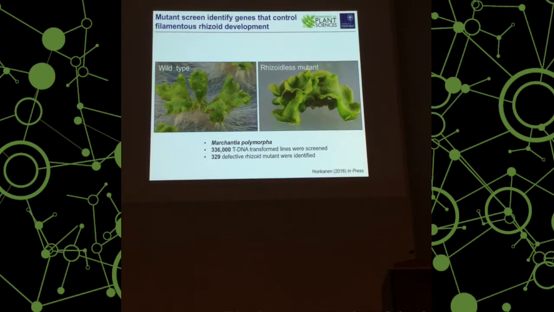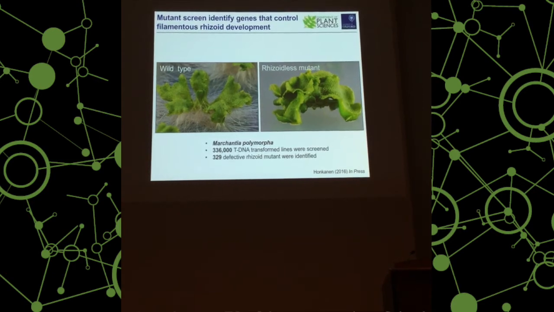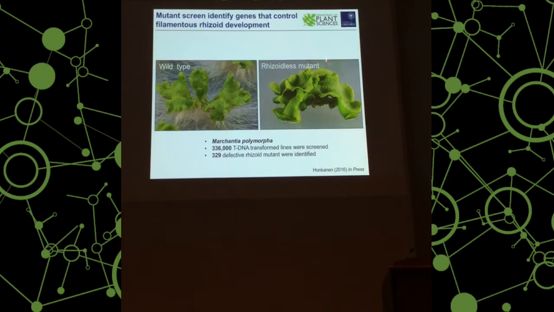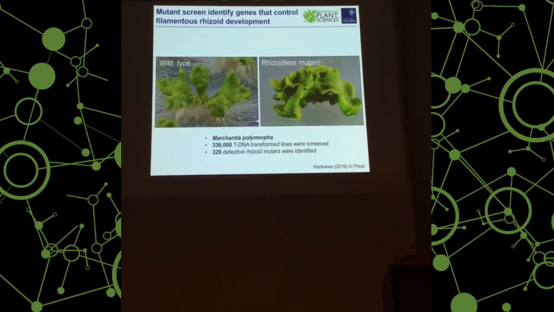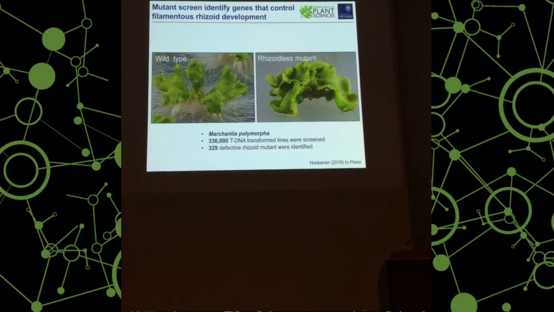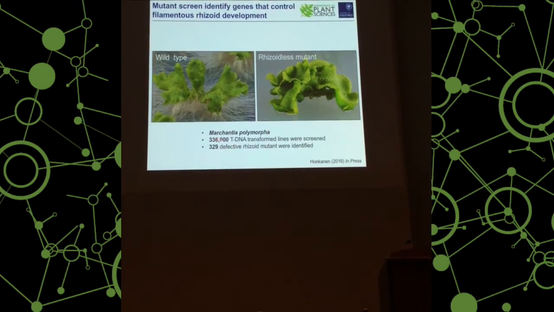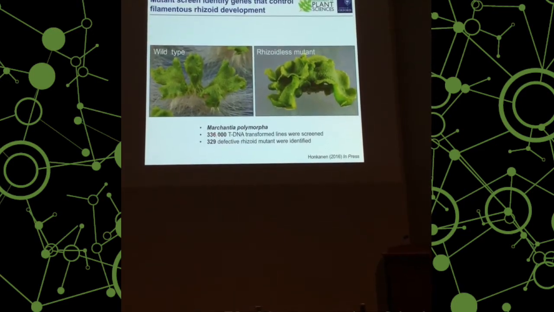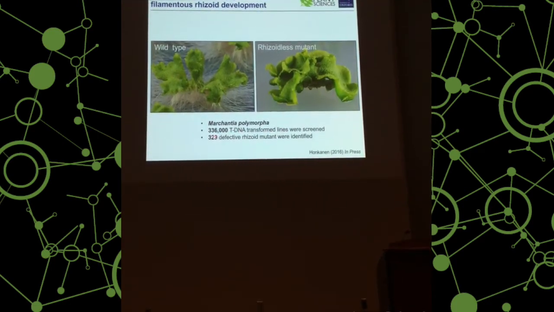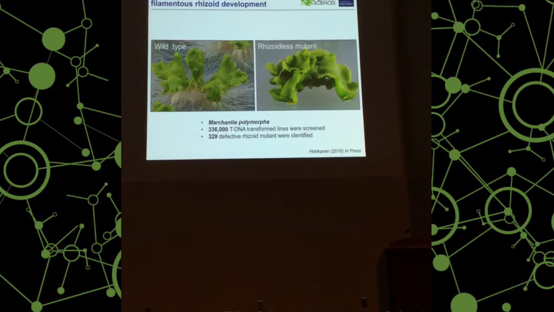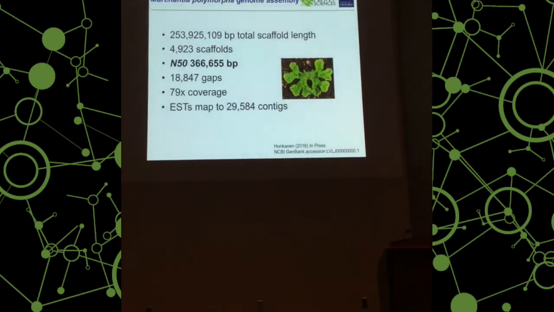Then we can make mutations, and you can use any mutagen you want: EMS, UV, T-DNA. You get mutants that look like this. The difference between this and this is pretty obvious. There are no rhizoids here, and there are lots of rhizoids here. The results I'm going to talk about today are derived from this screen. We generated 336,000 T-DNA transformed lines, and then identified 329 defective rhizoid mutants from these.